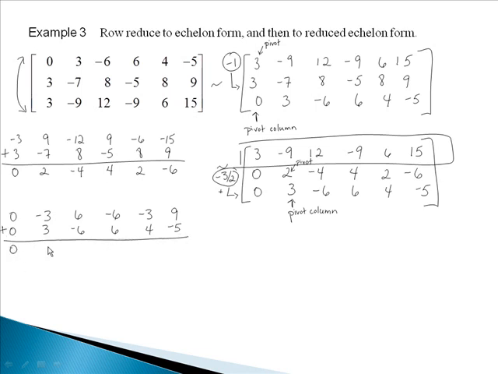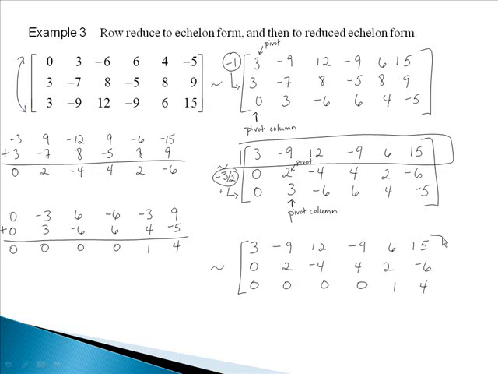So I'll have 0, 0, and then you'll notice that we continue to get a 0 and another 0. Then I have 1 and 4. So this is now my new row 3. So I'll rewrite my matrix again. Row 1 remains the same. Row 2, and now I've got this for row 3: 0, 0, 0, 0, 1, 4. And now we are in echelon form.